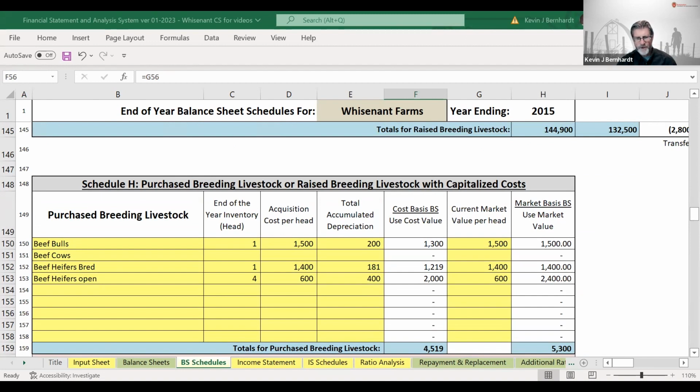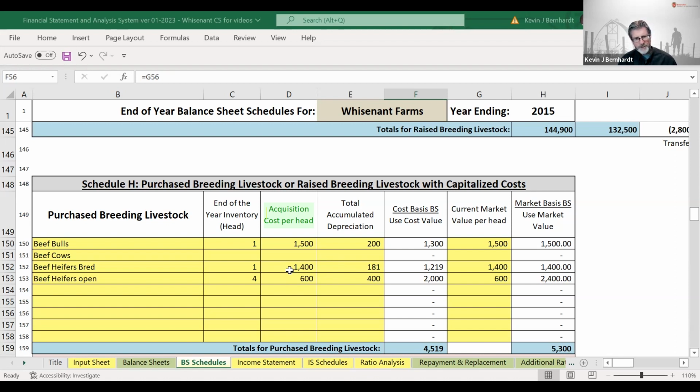And remember, as we're going along, we're always wanting to try to track both the information needed for a cost basis balance sheet, as well as the information needed for a market basis balance sheet. When it comes to capital assets, there are a couple of information requirements that carry across all of them. One of them is we need to know what the acquisition cost is. So what did it take to purchase that animal, or later on when we're talking about equipment, what did it take to purchase that tractor, etc.